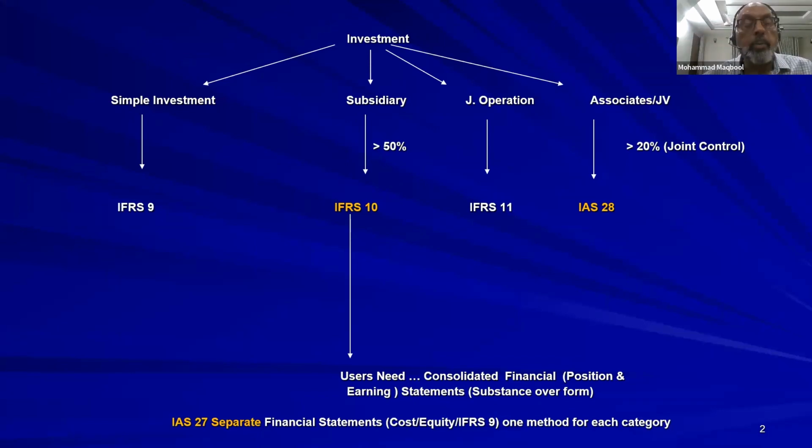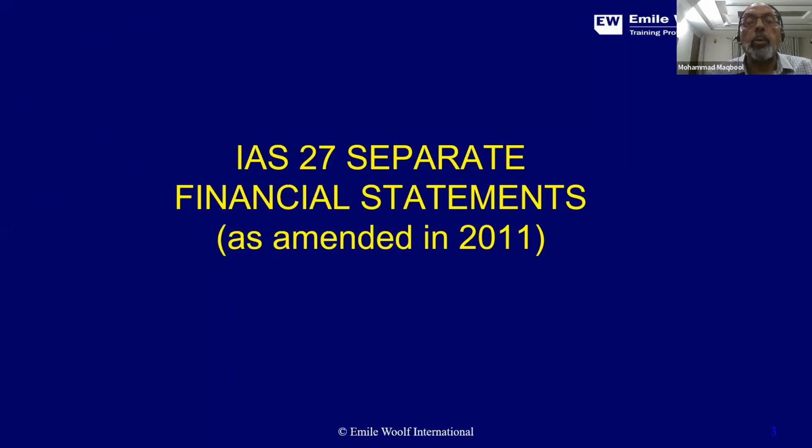So this covers the various kinds of investment. And if an entity prepares separate accounts, then IAS 27 is applicable. And in separate accounts, the entity is required to apply either the cost method, the equity method, or IFRS 9, one method for one whole category. So anywhere you have a question, please let me know. Otherwise, I'm just skipping through very quickly.